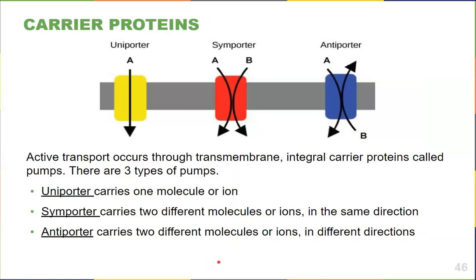So there's a few types of carrier proteins for active transport. There's a uniporter, a symporter, and an antiporter. So a uniporter, pretty straightforward, just carries one molecule or ion. A symporter carries two different types of molecules and ions, and then an antiporter carries two different types, but in opposite directions.